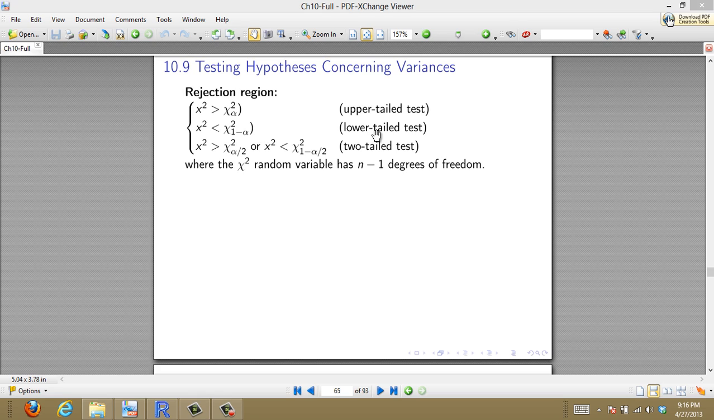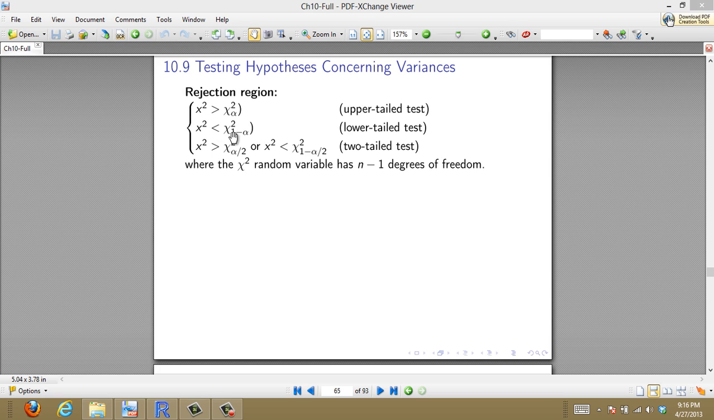For the lower tail test, we have the opposite situation, where the test statistic is less than the alpha quantile of the chi-square distribution with n minus 1 degrees of freedom. Notice here that we can't simply plug in negative chi-squared alpha. The reason for that is because the chi-square distribution is not symmetric.